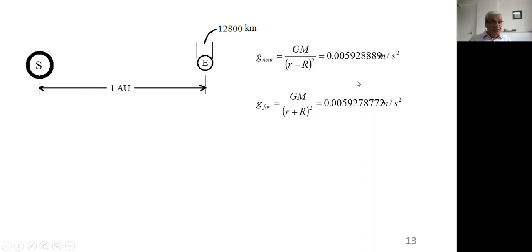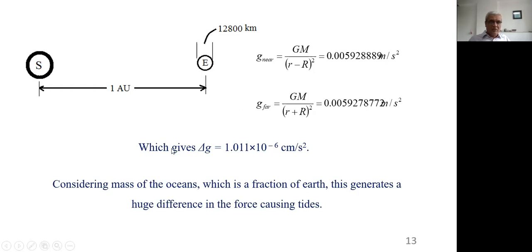Look at Earth. Earth's mass is 10 raised to 24 kilograms. So this difference, delta g, is of the order of 10 raised to minus 6 centimeter per second square, or in meters, 10 raised to minus 8 meter per second square. So considering the mass of the ocean, which is a fraction of Earth, this generates a huge difference in the force causing tides.